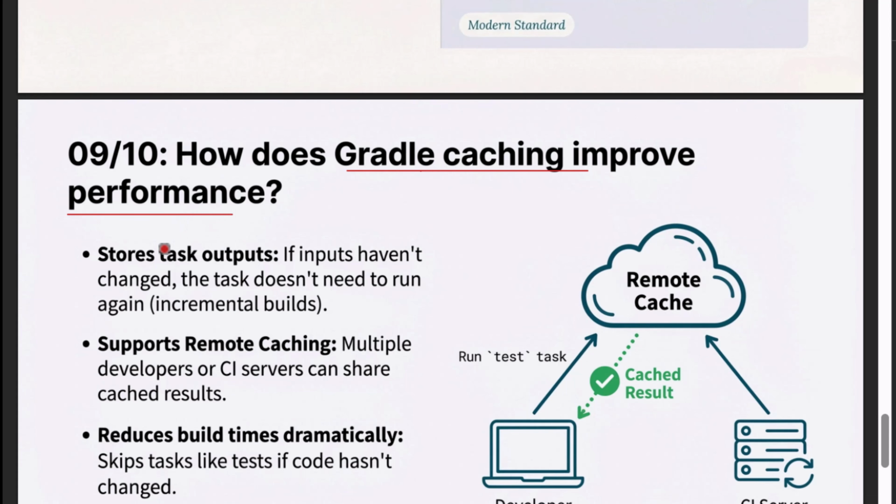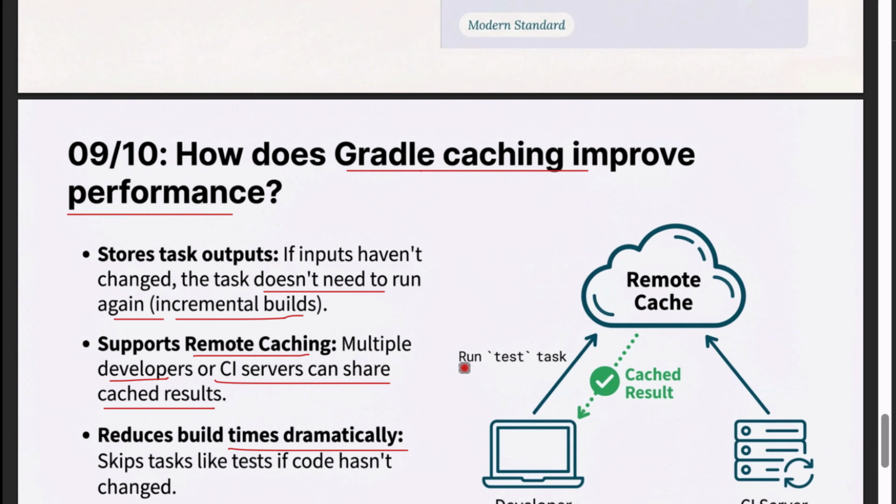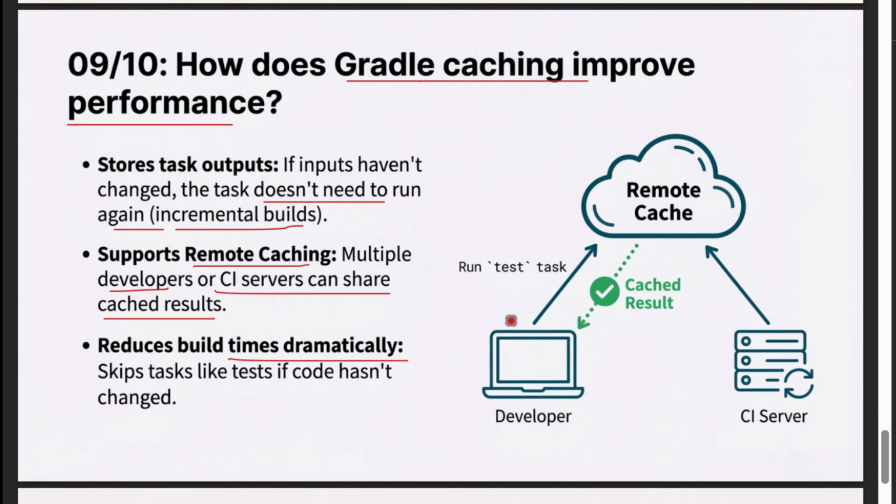Question 9. How does Gradle caching improve performance? Gradle caching stores the outputs of tasks so that if the inputs haven't changed, the task doesn't need to run again. This is known as incremental builds. Gradle also supports remote caching, so multiple developers or CI servers can share cached results. This reduces build times dramatically. For example, if your test task hasn't changed, Gradle will skip it and use the cached result. This feature is extremely useful in CI pipelines and large microservice architectures.